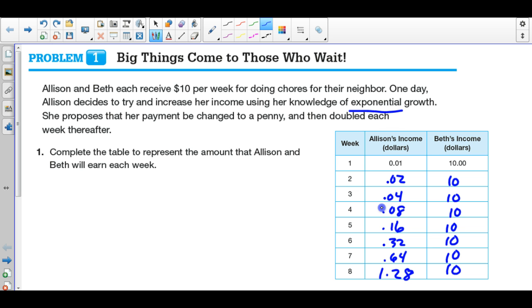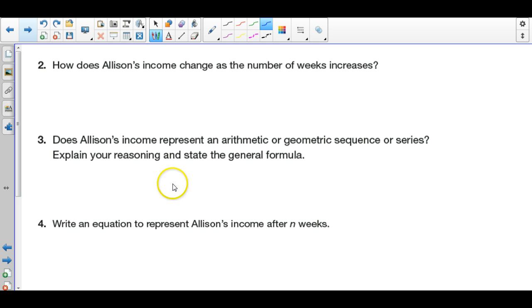Which, again, would look like a finite sequence right now, and we could turn it into a series if we did want to add all these dollar amounts. How does Allison's income change as the number of weeks increases? Her amount is doubled, so we're going to write it's just multiplied by 2. Then, does it represent arithmetic or geometric? As I already mentioned, this would be geometric because it's exponential.